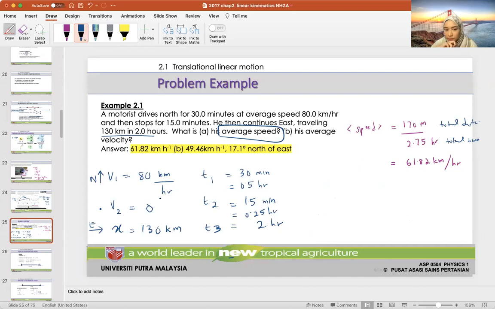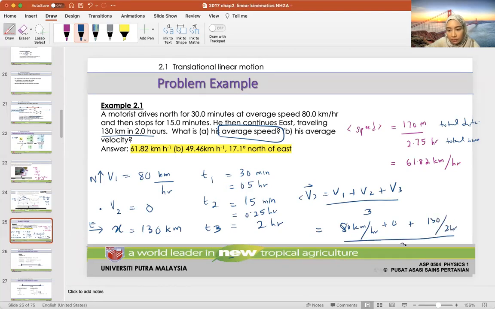Okay, so Molly added like this. Molly said average speed is V1 plus V2 plus V3 over 3. So average velocity over 3. So V1 is 80 km per hour, plus 0. Oh, this one Molly calculated as 40, not 80. Oh, 80. Okay, so this is 80. V2 is 0 and V3 is 130 over 2 hours, divided by 3.